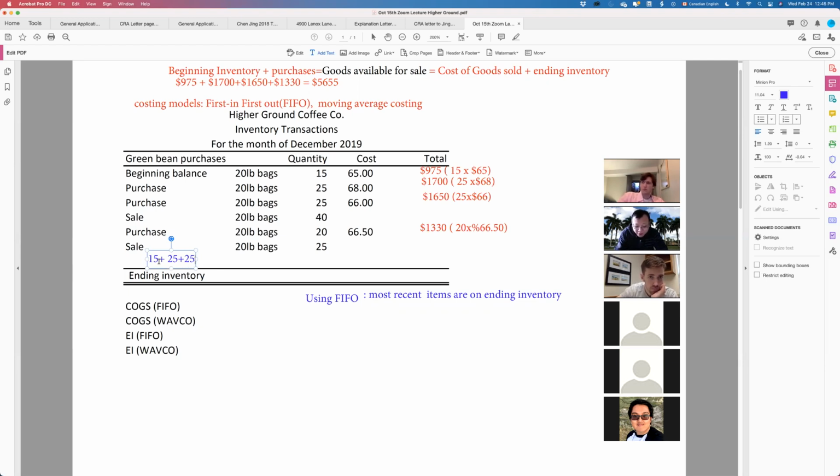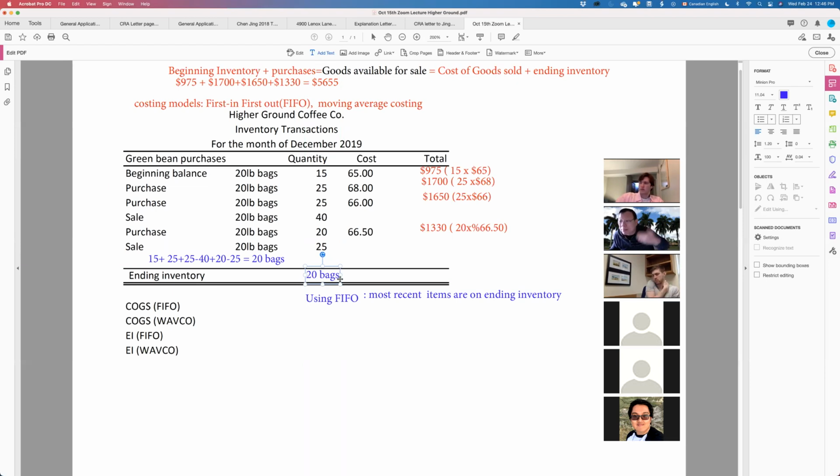And then your first sale, you sold 40, so minus 40. Then your third purchase, you add another 20. And then your second sale, you sold 25. So I should have 20 bags left in my ending inventory. Does this make sense? Purchases increase the quantity, sales decrease the quantity. It's pure easy math.